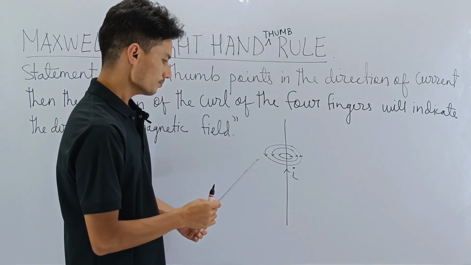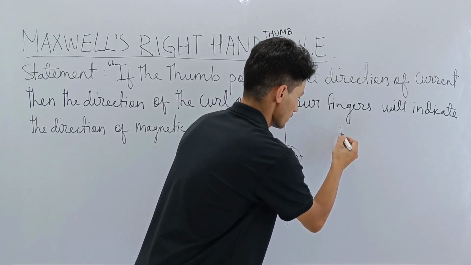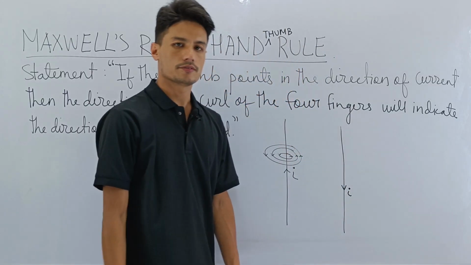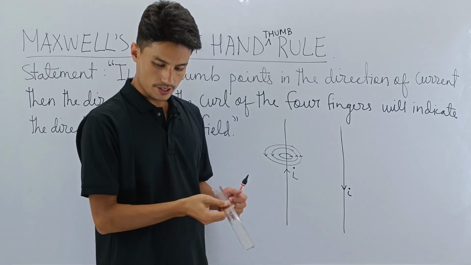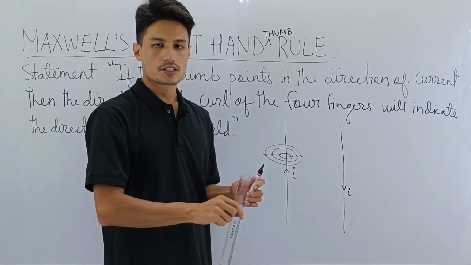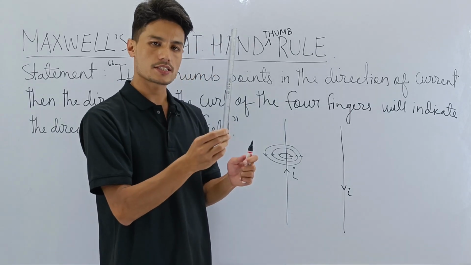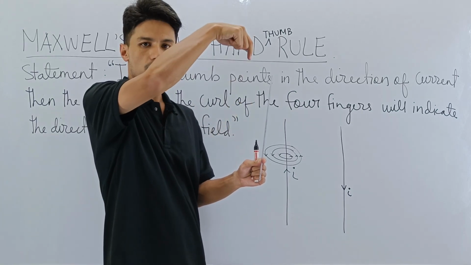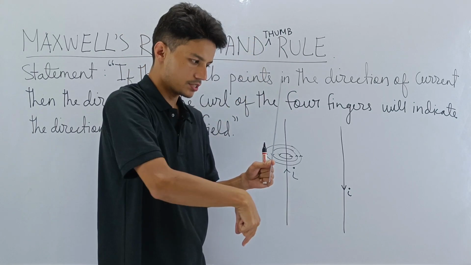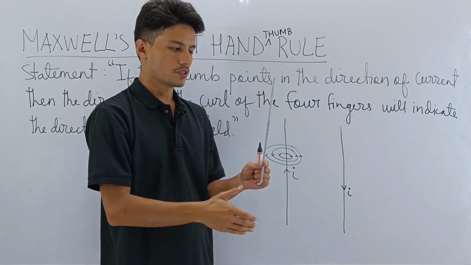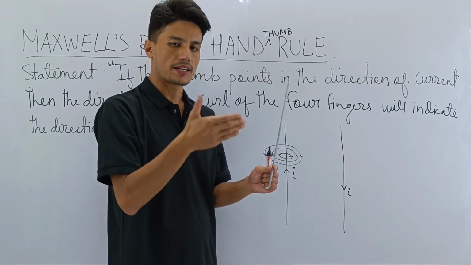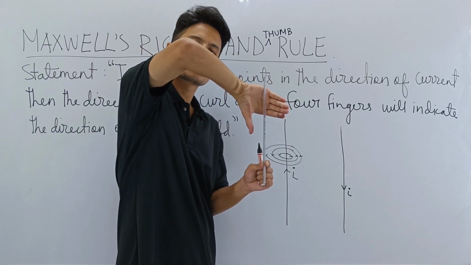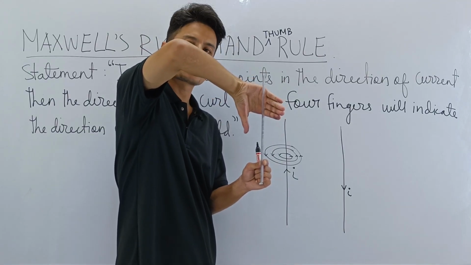Then next, what if the current is flowing downwards? Now the current is flowing downwards towards the floor. So this is the same conductor. Previously current was going upwards, but now current has changed the direction. So how do I hold my thumb? My thumb has to always point in the direction of current. So this is the right orientation for my thumb.